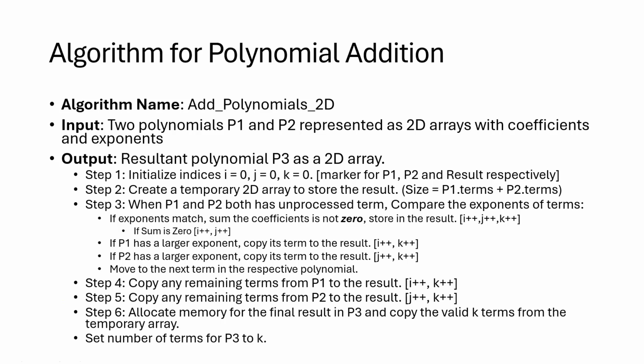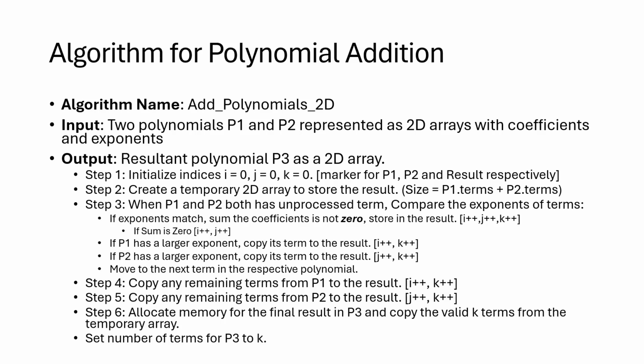If they are the same, then we will compute the sum of the coefficients. If this is 0, no need to store that. If it is non-zero, we will store that summation in my temporary storage, in row number 1, and we will store the exponent directly in row 2. So in that case, I will increment the values of i, j, and k, all three. But if the summation is 0, that means this term will not contribute anything to your resultant polynomial. So basically, we will increase the values of i and j.